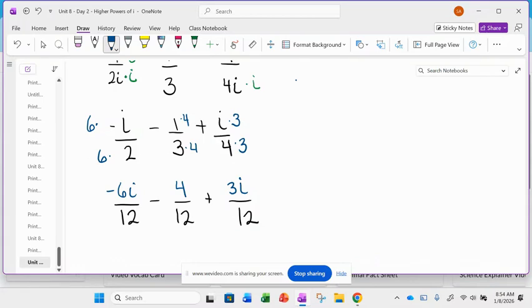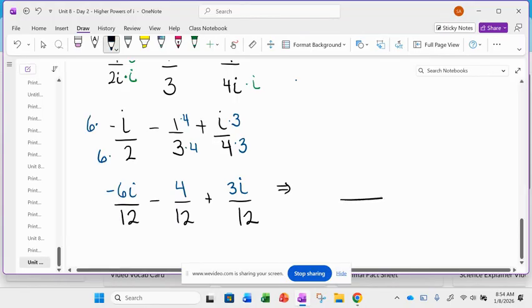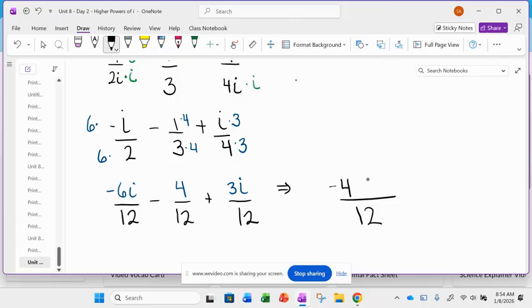And now I keep my denominator and I add my numerators. And so I have a -6i, I have a -4. And then -6i plus 3i is -3i. Can I pull out a GCF to simplify?